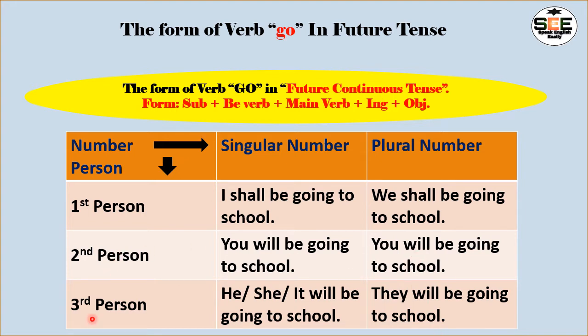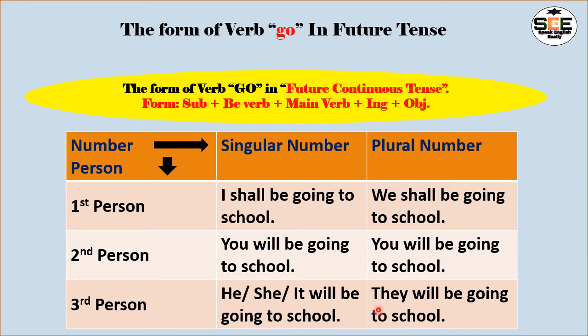Now if we see the third person, he, she, it will be going to school. Here he, she, it is the subject, and will be is the be verb, go is the main verb plus ing as per rule, and school is the object.